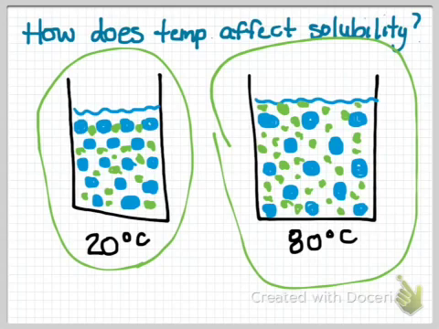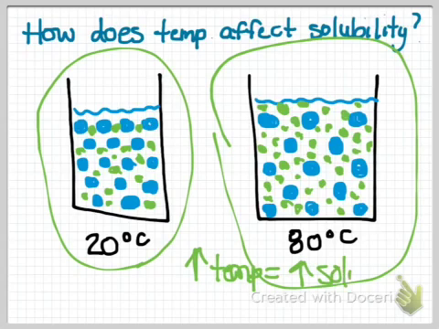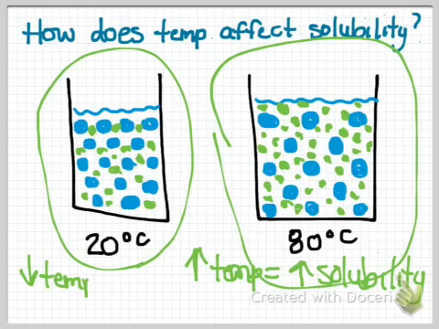Therefore, increasing the temperature of a solvent will increase the amount of solute that can go into or be dissolved. So an increase in temperature equals an increase in solubility. And vice versa, a decrease in temperature equals a decrease in solubility.